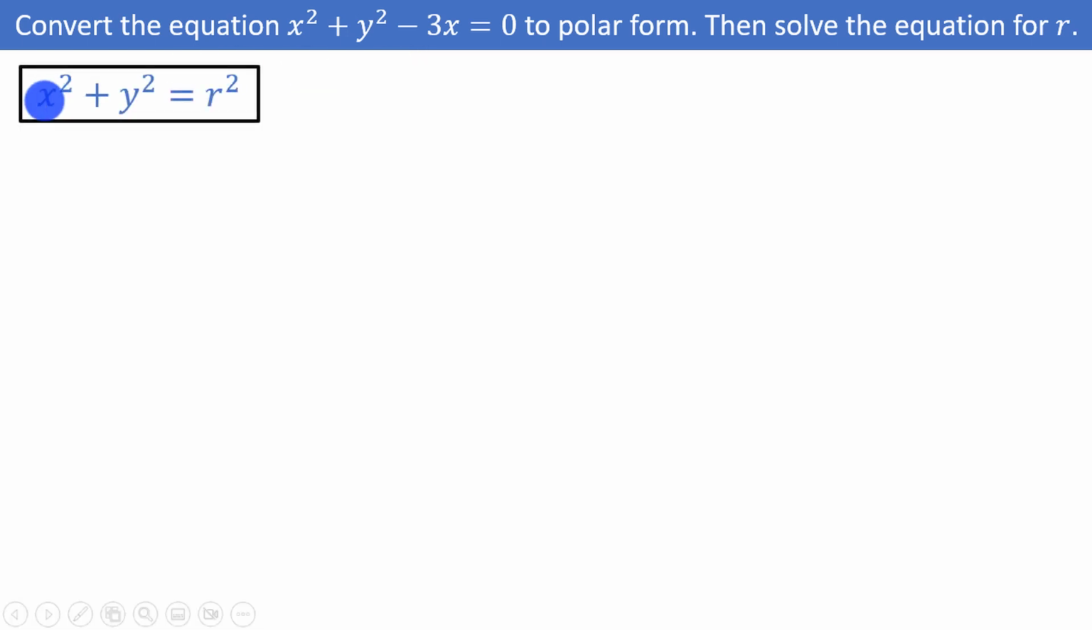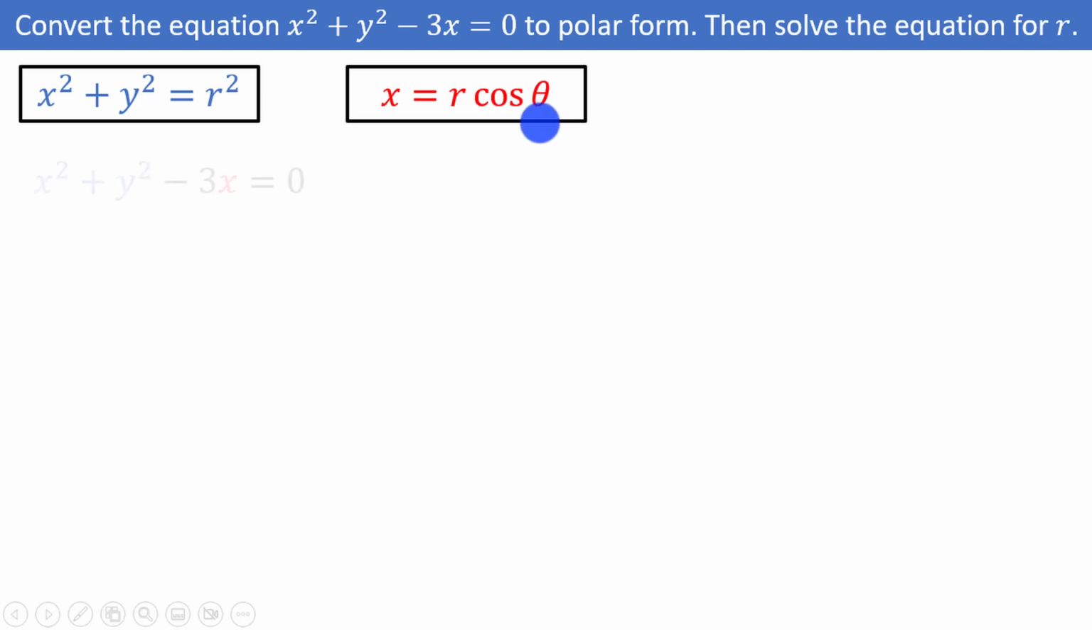We know that x squared plus y squared is equal to r squared, and that x is equal to r times cosine of theta. We can replace the x squared plus y squared with r squared in our equation, and the x with r times cosine of theta. We will be left with r squared minus 3 times r cosine theta is equal to 0.